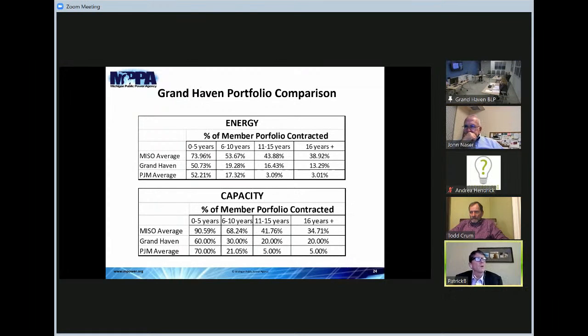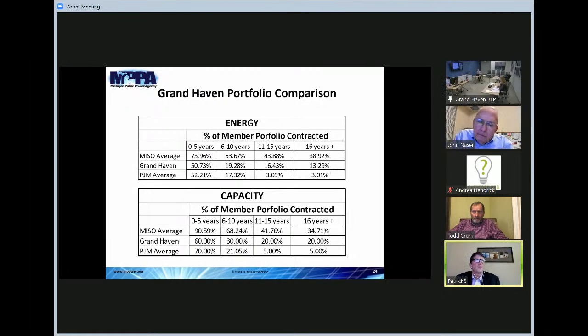Yep. The good news is, and I'm sure some of those MISO members that have larger percentages of their portfolio hedged, some of those are from resources that were 15, 20, 25, 30, 35 years ago. And as I mentioned earlier, power prices have declined dramatically during this time. So Grand Haven's actually in a great position. They really are. I mean, from a market perspective, the opportunities that Grand Haven has in front of them are really wonderful, because the power prices are significantly lower than they've been in previous decades. So not a bad spot to be in.